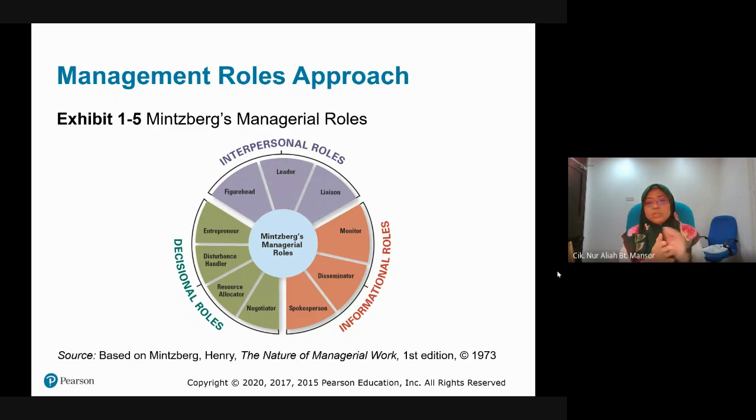Okay. Second role, information. So nama pun information kan, maklumat. Okay? So dia ada 3, monitor, disseminator and spokesperson. Okay? So monitor, you receive information from someone and you give the information to, sorry, kenapa skrin saya hilang?